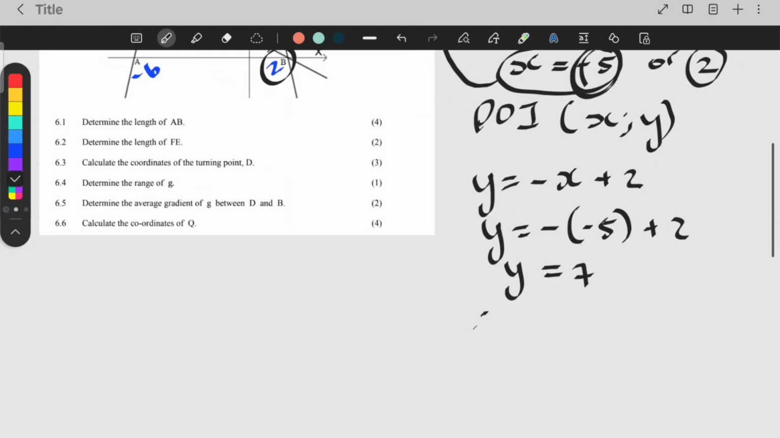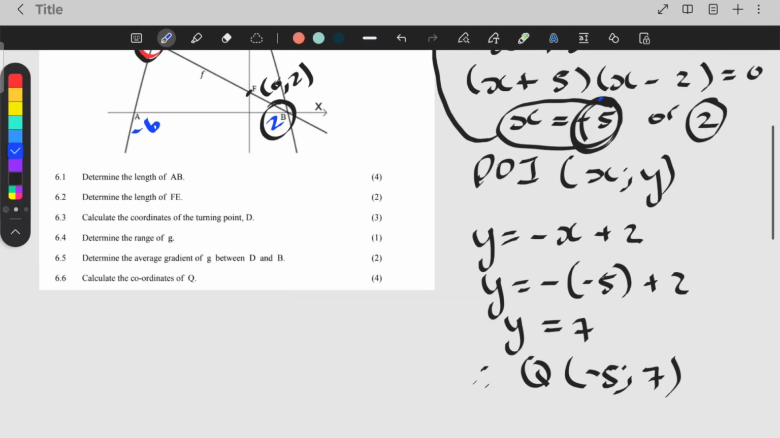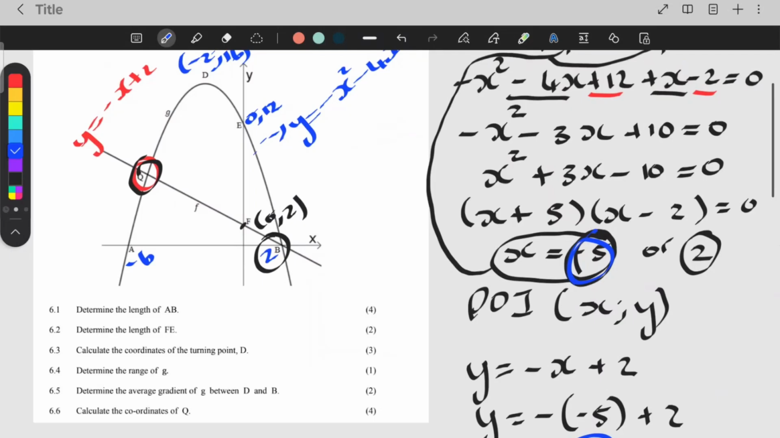Okay, so therefore, Q has an x value of negative 5 and a y value of 7. And that's Q. So an x value there, negative 5, and a y value of 7. So now we can go to our graph and we can make that point negative 5 and 7.